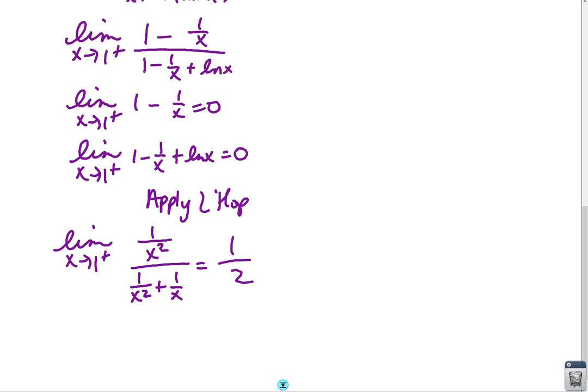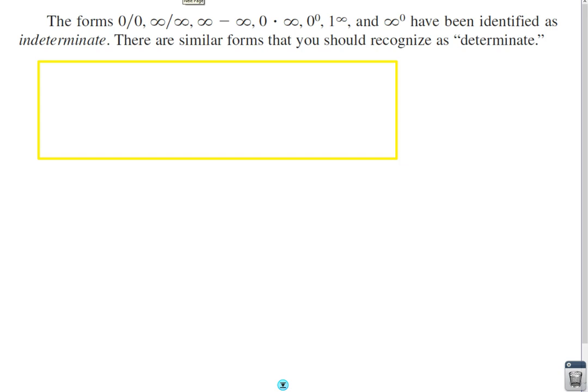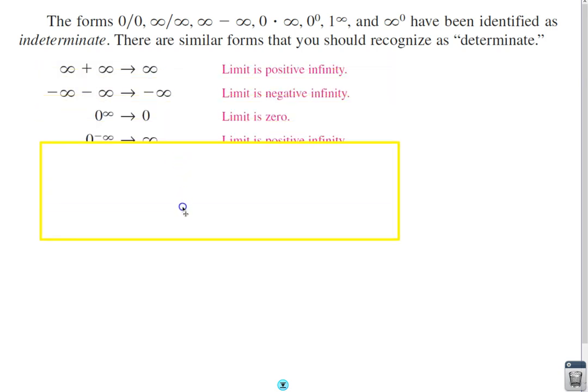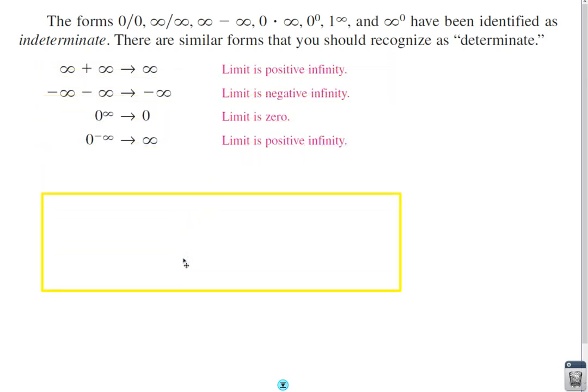Okay. Let's see what else we got here. The forms 0 over 0. Okay, all of these are indeterminate forms. There are some forms that are very similar that are considered determinate, okay? Infinity plus infinity is just infinity. That is determinate. Negative infinity minus infinity is negative infinity. That is determinate. 0 to infinity is 0. 0 to negative infinity is infinity. What? There are ways to prove these too.